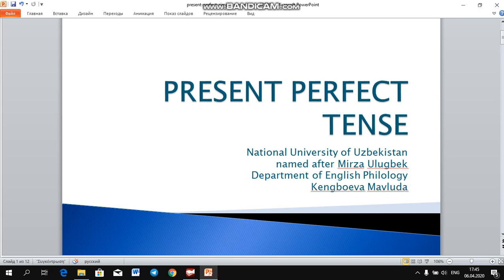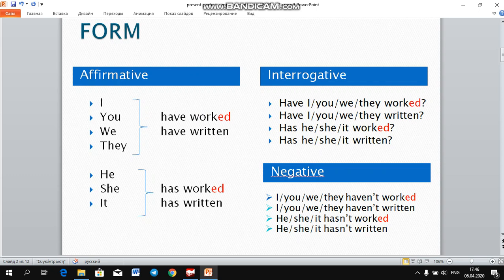Hello dear students, today I want to talk about the present perfect tense, how to make sentences in this tense, and about its use. Let's begin with making sentences. As you see, there are three main types of sentence given: affirmative, interrogative and negative.